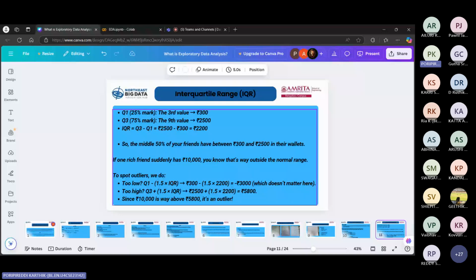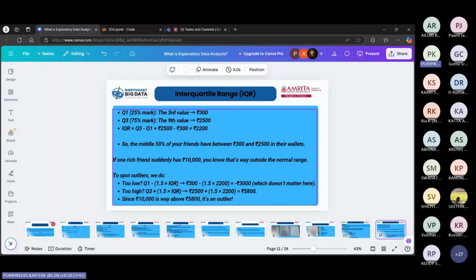To spot outliers, we use a formula, where we find the minimum and maximum of our range. To find the minimum, we use Q1 minus 1.5 times IQR, which is minus 3000, which is our minimum. And to find the maximum, we use the same formula, Q3 plus 1.5 times IQR, which gives us 5800 as the maximum. If a person is below or above these two values, he is considered an outlier. Here our friend has 10,000, so he is way above 5800, so he is an outlier.